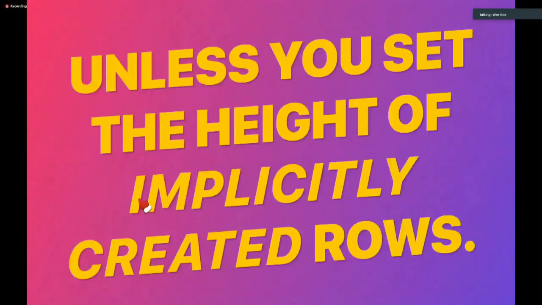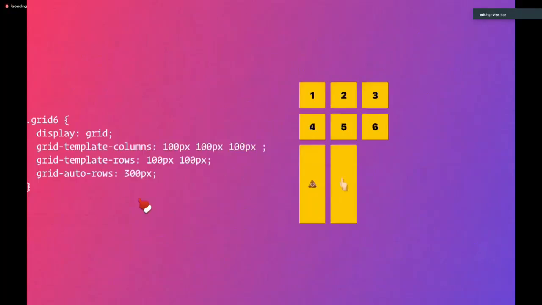And unless you set the height of the implicitly created rows, the content is going to define what it looks like. However, we have this new property in CSS called grid-auto-rows: 300px. What that will do is say any automatically created rows, any implicitly created rows, will be 300 pixels high, right? So this 1, 2, 3, 4, 5, 6, that's all part of the explicit grid. Those are all spots that we made ourselves, right? But these two right here, those are accidents, or those are spillover, as I like to say. So anything that is spillover, make them 300 pixels.